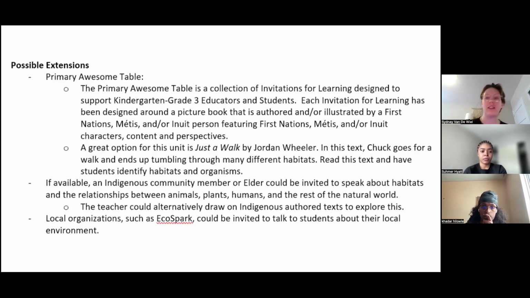So I've listed some possible extensions. I've listed quite a few. I can't go through them all in depth because I don't have enough time. But essentially, I've included a book here that's authored and illustrated by an Indigenous creator. It's from a great program, the Primary Awesome Table. I also have suggested that with a unit like this, you could invite an Indigenous community member or elder to speak about habitats and relationships between animals, plants, humans, and the natural world. And then, of course, there's also local organizations. So I was thinking about EcoSpark, which Kadar and Summer, you probably remember, we did that session in Erin's class. So I'm sure there's all kinds of organizations, but EcoSpark would be an awesome one.